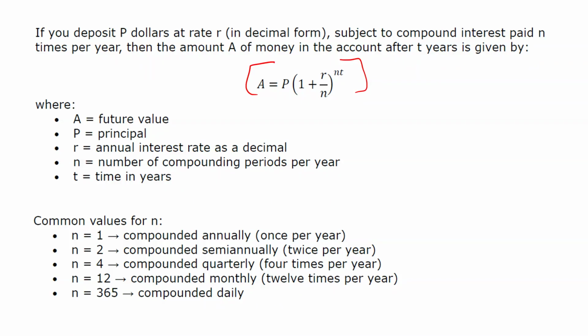So some common values for N are N equals 1. We use this when our situation states that we are compounding annually because that's once per year. N equals 2. This is for when we're compounding semi-annually, so that would be twice per year. N equals 4. This is when we're compounding quarterly, so this would be 4 times per year. N equals 12. This will be when we're compounding monthly, so this will be 12 times per year. And N equals 365. So this will be for when we're compounding daily.